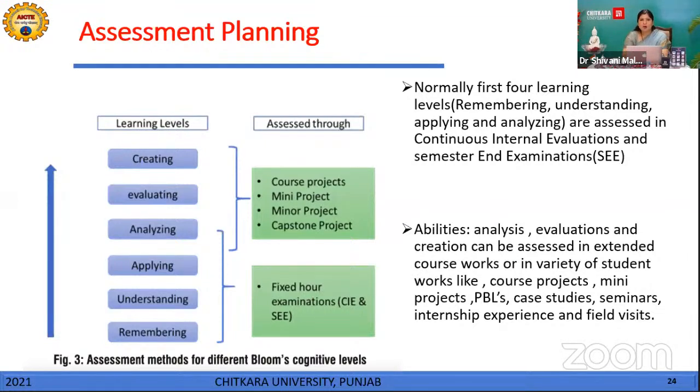So it is not always important that the question paper will contain all 6 levels of Bloom's. From course to course, if a course has a component of a course project or a case study, then those HOTS levels can be evaluated through those case studies, or through those minor or capstone projects.